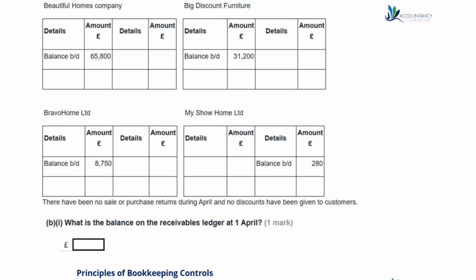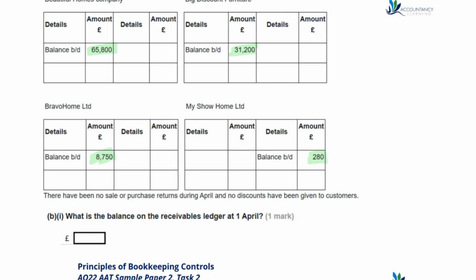For this, we just need to add together our balances. Because this is customers, we're adding together all of our debits, that's what our customers owe us. But we're going to take off the credit, because that's what we owe the customer. So we're going to add together 65,800, 31,200, 8,750 and take off the 280. And that gives us 105,470.